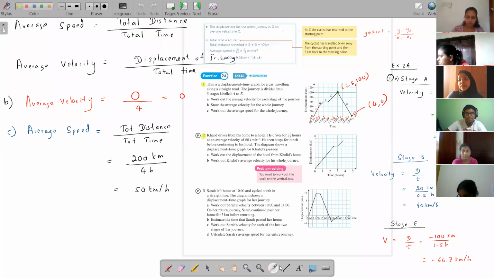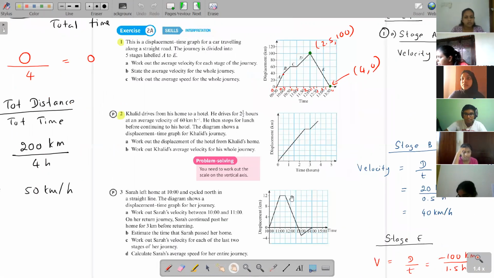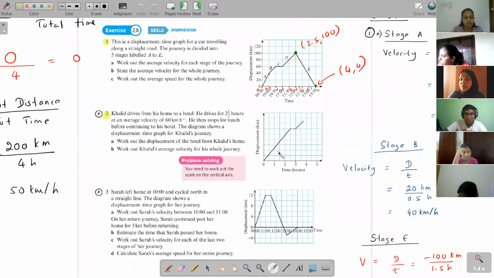Okay, so listen to this, children. Question number 2. Khalid drives from his home to a hotel. He drives for 2.5 hours at an average velocity of 60 kilometers per hour. When you look at this graph, you can see this particular story here. Can you see? So he drives for 2.5 hours.